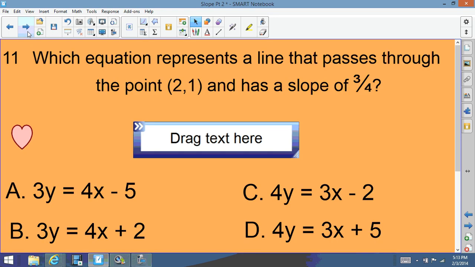Here's another question on point-slope. Which equation represents the line that passes through the point (2, 1) and has a slope of 3/4? So again, that's a good practice for you. You can substitute and figure it out. So take your time, be very careful.